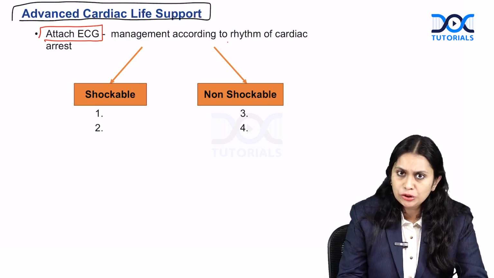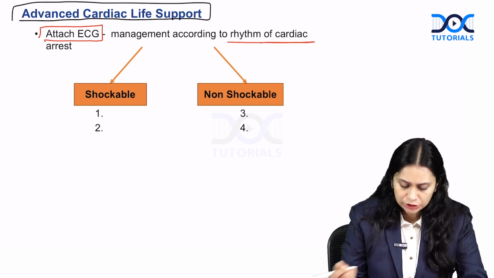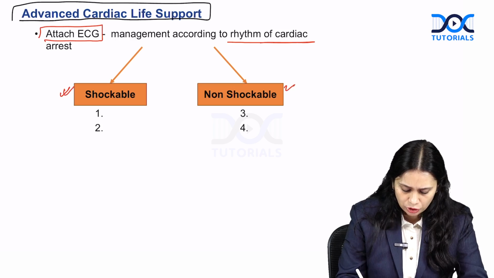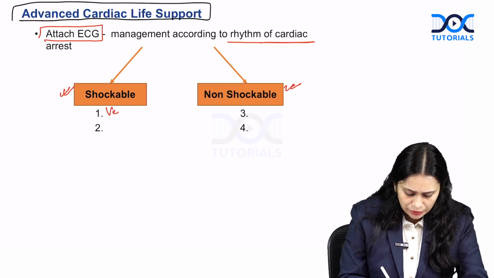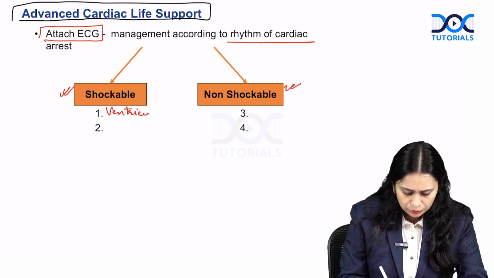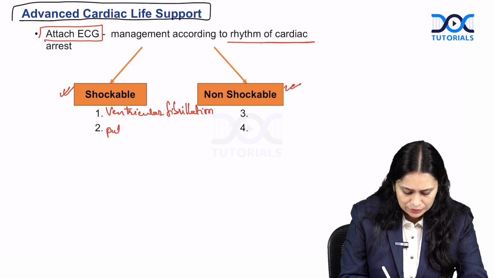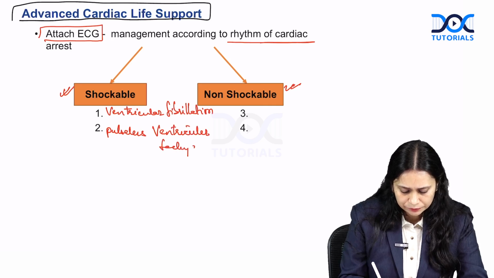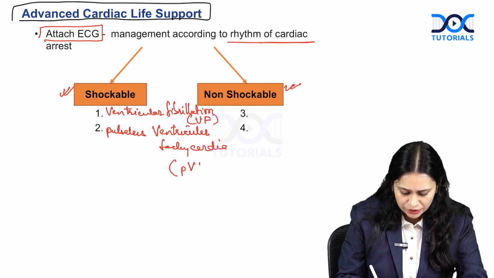Now, cardiac arrest rhythm is of two types. So the rhythm of cardiac arrest is divided into shockable and non-shockable. So what is the shockable rhythm? The shockable rhythms are ventricular fibrillation, right? This is the shockable rhythm. And pulseless ventricular tachycardia, right? So VF and we call it VT, okay?